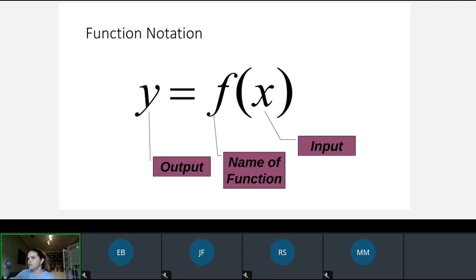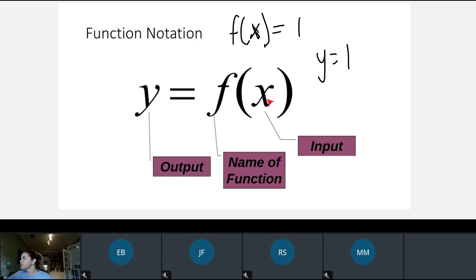For function notation, y is the same thing as f of x. So when we say f of x equals a value, let's say f of x equals 1, that's the same thing as y equals 1. F is just the name of the function, and x is going to be our input. When we put in a number for x, we get out another number, which is y, or our output.